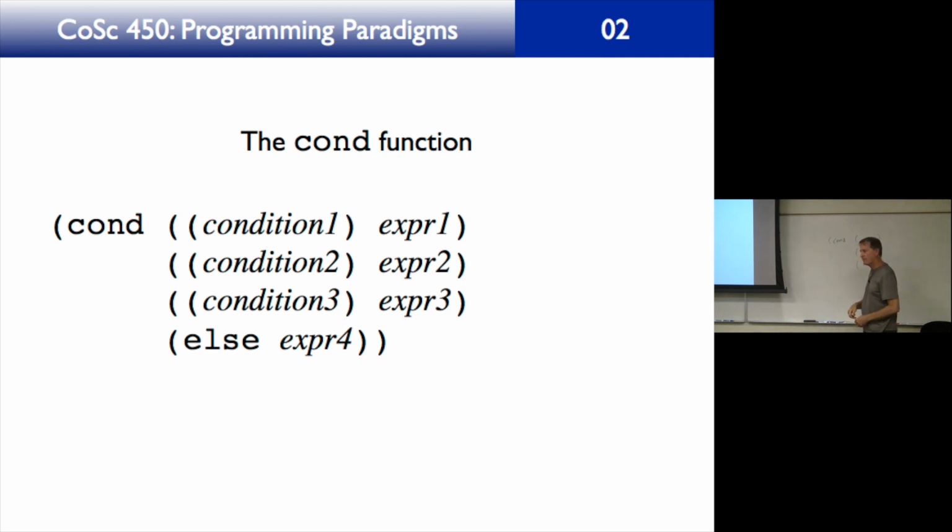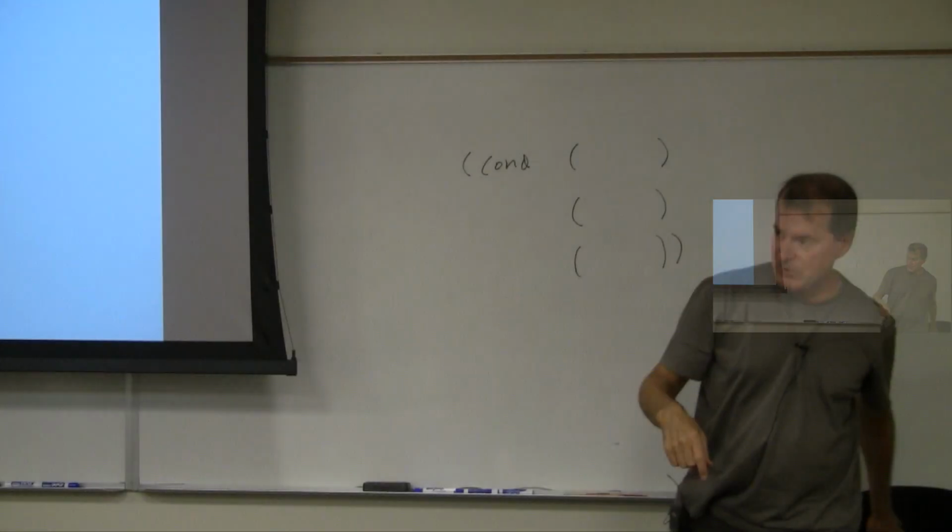Is there a way to have it perform the expressions of each condition as true? No, it's in order. The first one that's true, that's the one that happens. It's in order, just like the nested if that we just did.